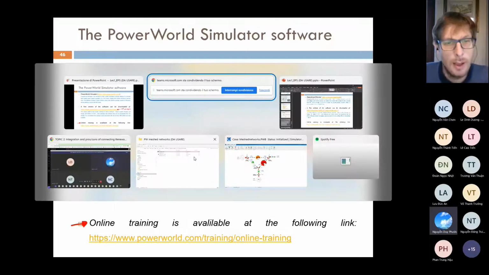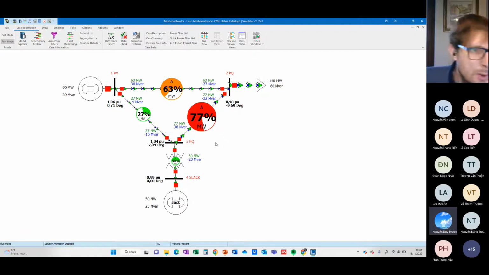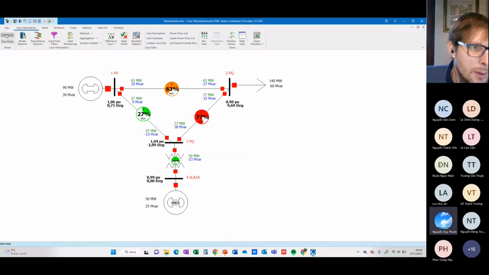Let me show how it appears. You see the software now? Yes. Okay. Basically, the software is, let's say, traditional power system analysis software. The idea is to have two different modes, the edit mode and the run mode. The edit mode allows you to build the scheme, the topology of your power system.